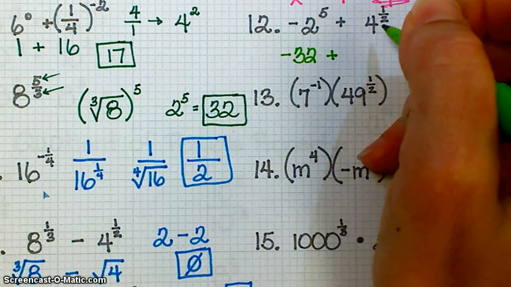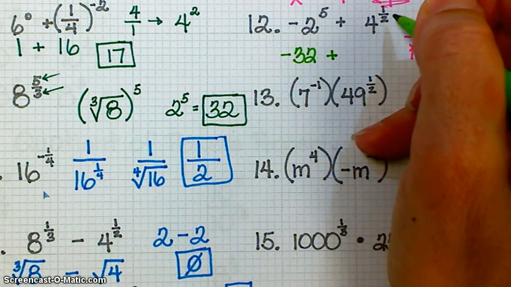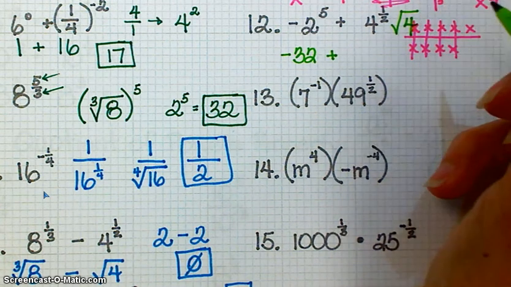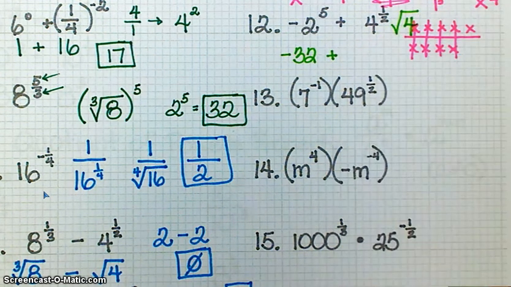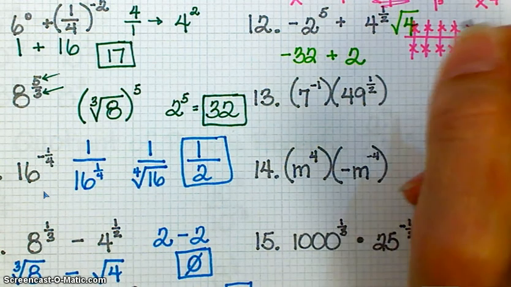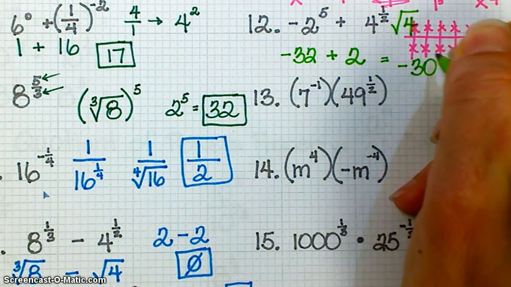plus 4 to the 1/2. Remember, raising it to the 1/2 power is basically saying please take the square root of that number. So the square root of 4 is 2. Remember, we're just assuming we're going to deal with the positive square roots. So negative 32 plus 2 equals negative 30. There's your answer.